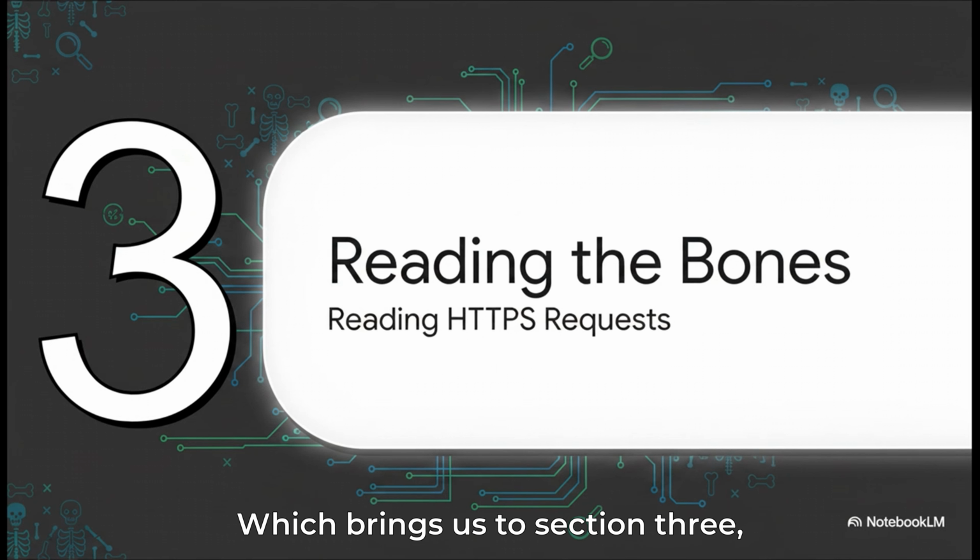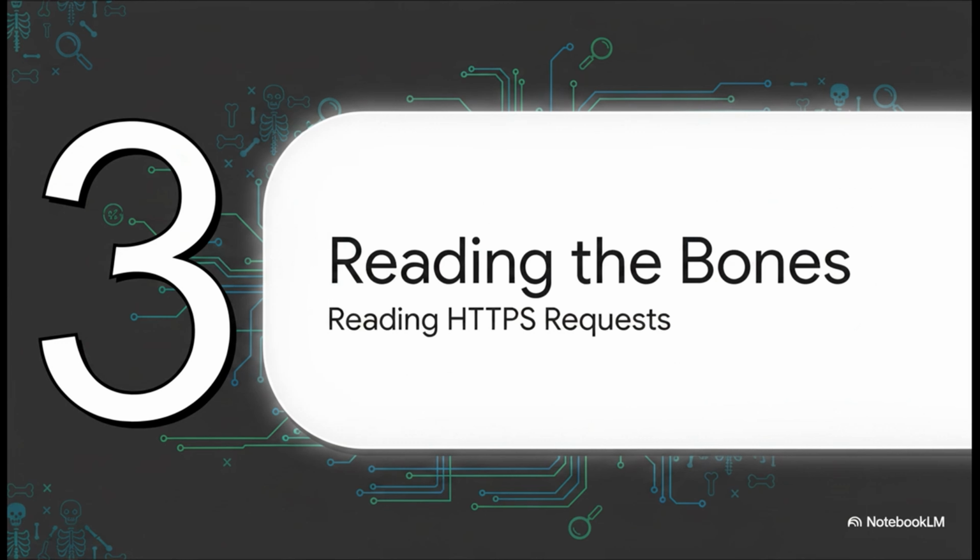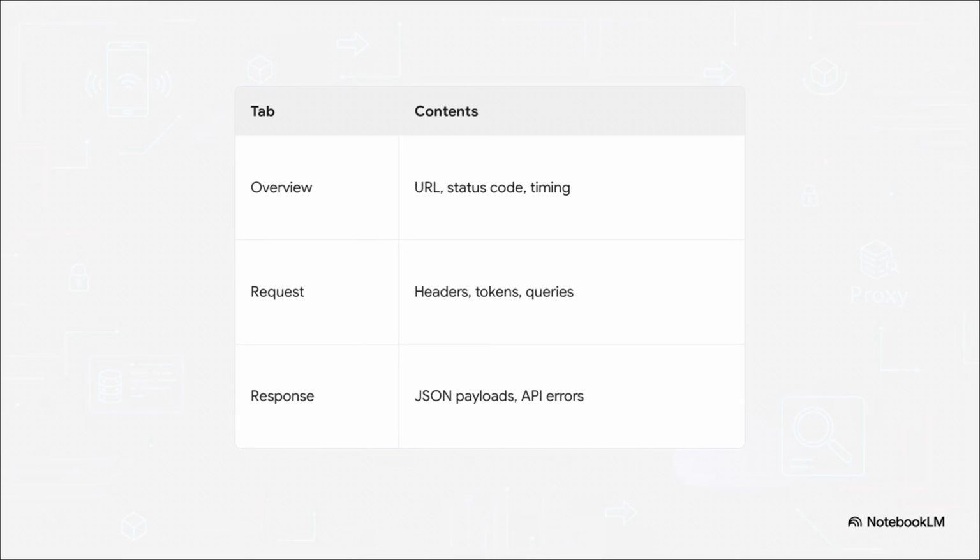Which brings us to section 3, reading the bones. Let's dissect some actual HTTPS requests and responses. So traffic is flowing, SSL proxying is enabled, and now we can really look at the anatomical structure of these network calls. Charles organizes all this data really cleanly into tabs.